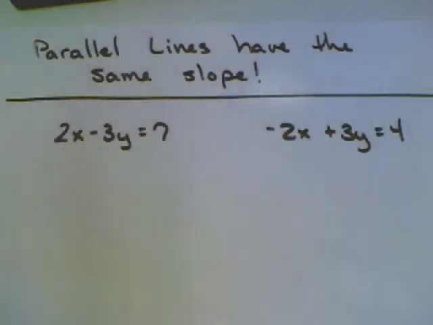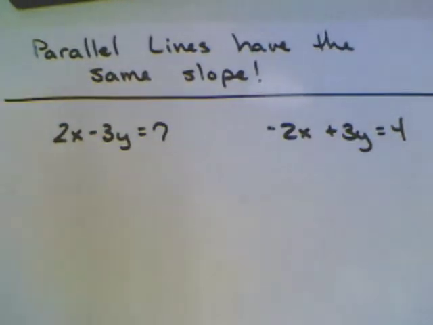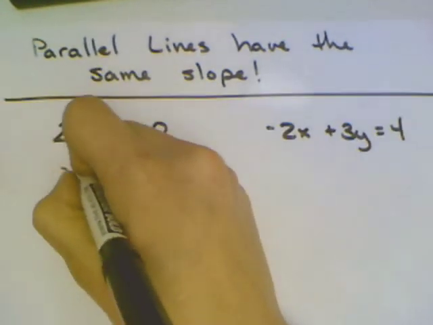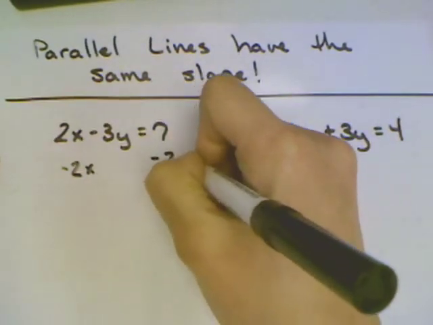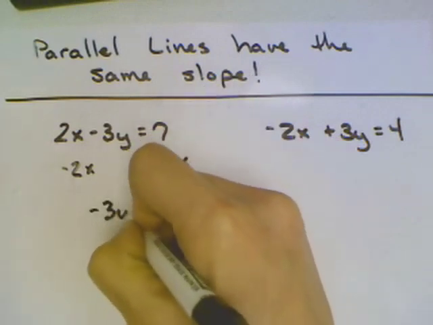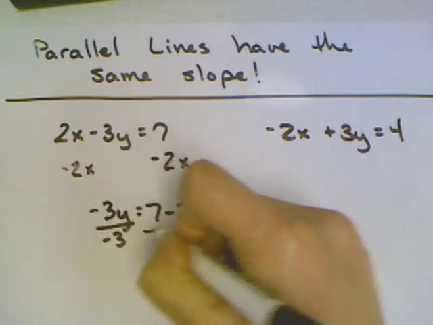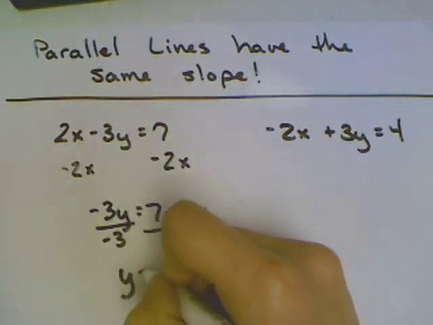Parallel lines have the same slope. So to show that these two equations are parallel, I need to show that they have the same slope. In order to find their slope, I need to solve both for y. So I'm going to start on the left here and subtract 2x and divide everything through by negative 3.